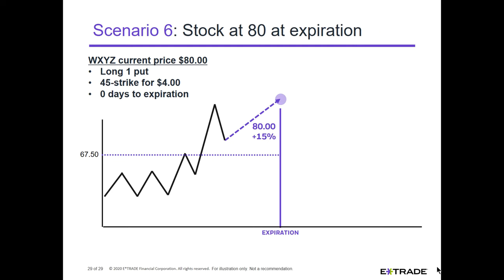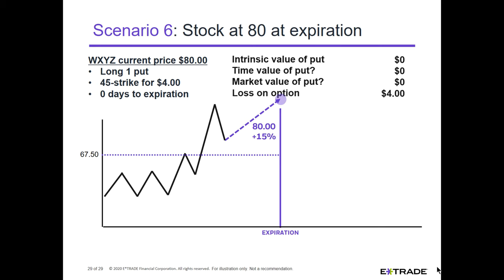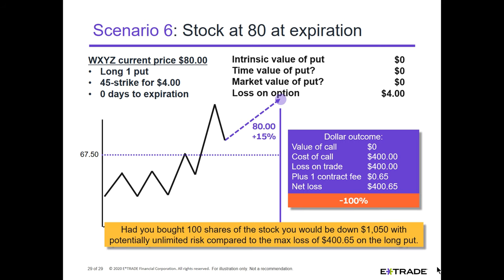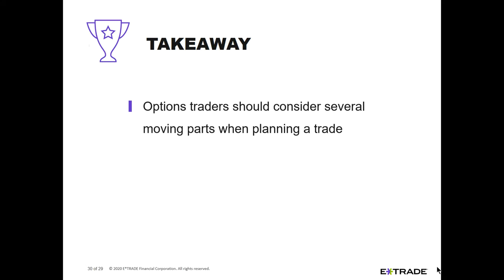What if the stock goes to 80? Well, this is, you know, it went completely the wrong way. It's going to be worth zero. You're going to be facing that 100% loss. But the important thing to remember here is that had you shorted the stock instead, your loss would have been much greater. You would be down over $1,000 had you simply shorted the stock instead of the option trade. So there's the controlled risk of an option versus a short stock position.